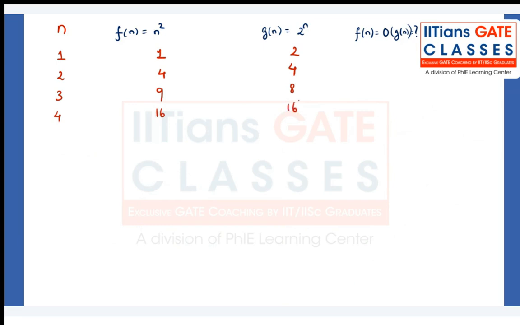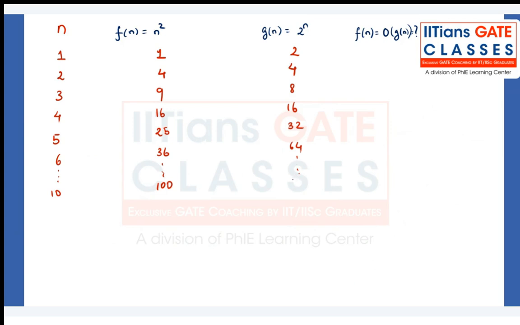No worries, let's carry on. For the value 5, this becomes 25 and this becomes 32. For n equal to 6, 6 square is 36 and 2 to the power 6 is 64, and so on. So can you guess a pattern from this? If I keep on increasing, what's your guess? Which function is growing faster here?